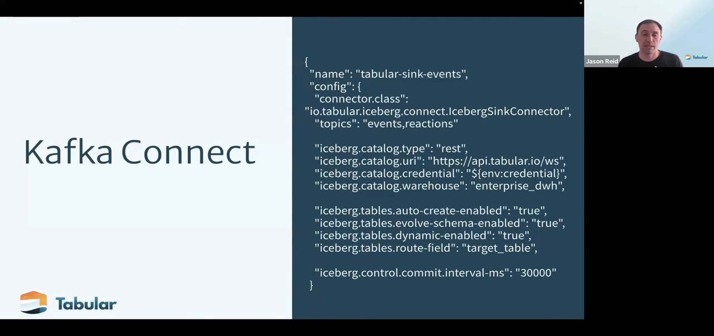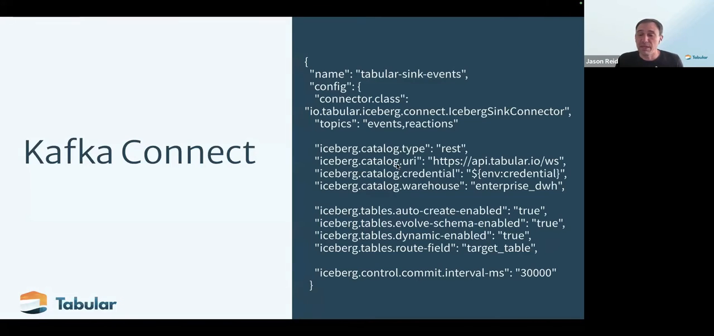Commit coordination. Dan talked at length about the power of this Kafka Connect system. And it's really this simple. It's just a matter of a handful of configuration. You deploy this into a Kafka Connect environment, and now you've got your streaming data automatically landing into your Tabular Iceberg tables. So here you can see we are providing the Iceberg sink connector.